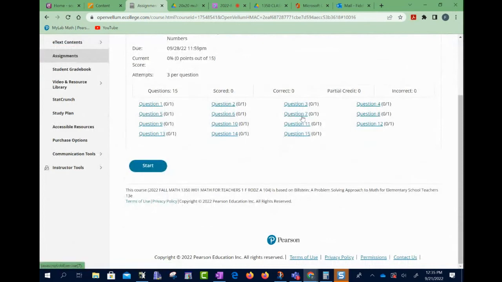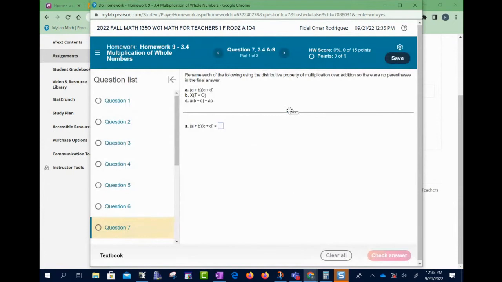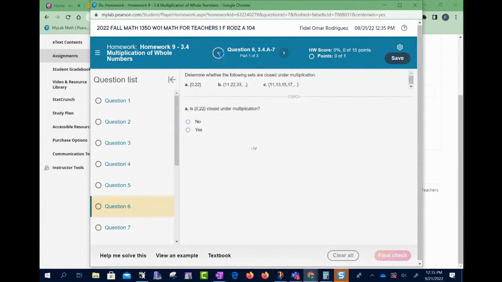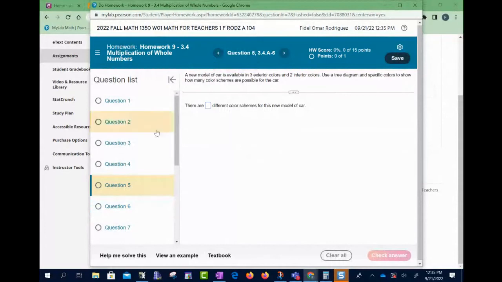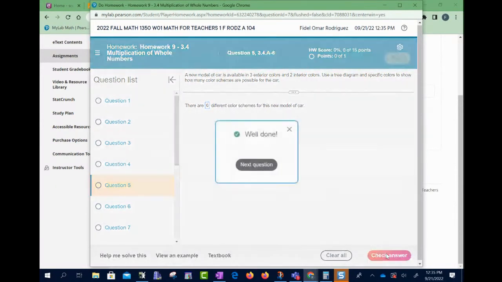I got a ton of questions here. I don't know which one it is. I'm going to look for it right now. Okay. It's which one? 5? Here we go. Okay, so it says use a tree diagram. So look, we have 3 exterior and 2 interior. So I know I'm going to have a total of not 5, but 6 because we're multiplying.